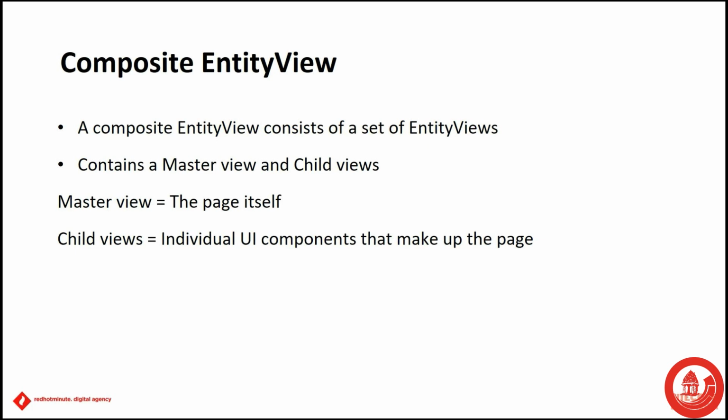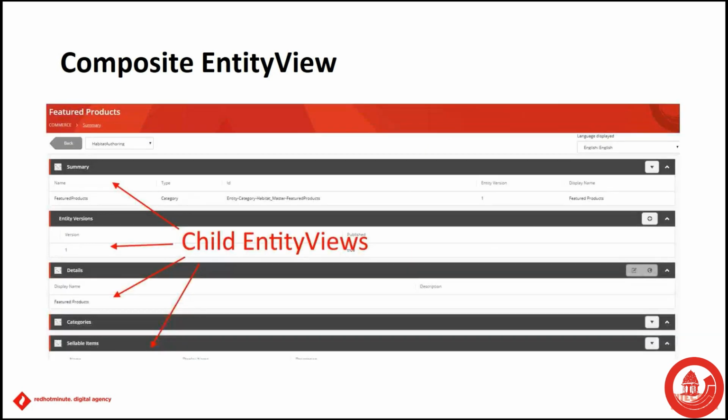So when you come into the Commerce View service, we'll start off with the concept of composite entity view. A composite entity view basically represents a page. So for example, the merchandising page that we just saw, that's a composite entity view. And a composite entity view consists of child views. So you have the master view, which is the page itself, and then you have child views, which are the individual UI components that make up the page.